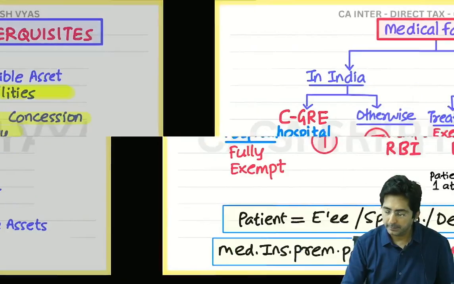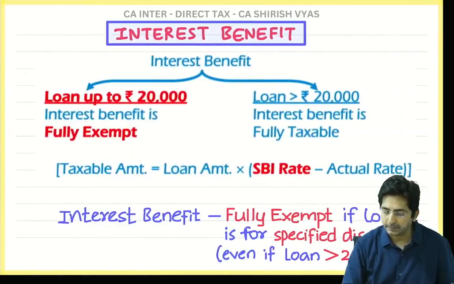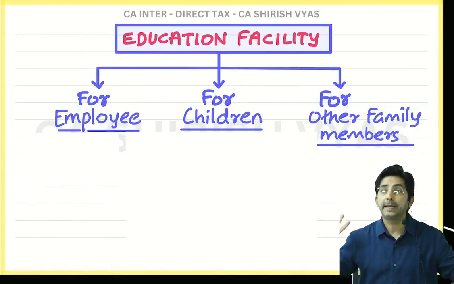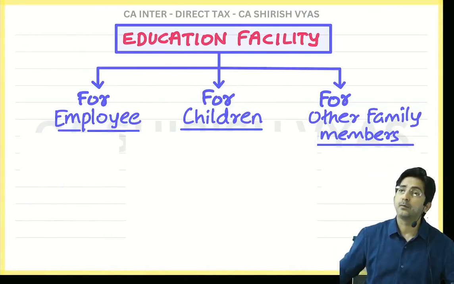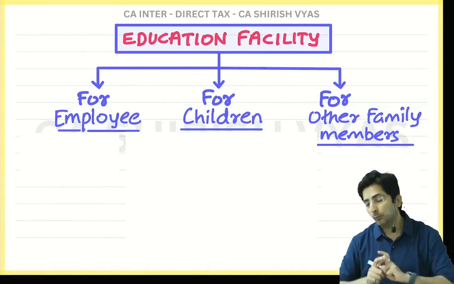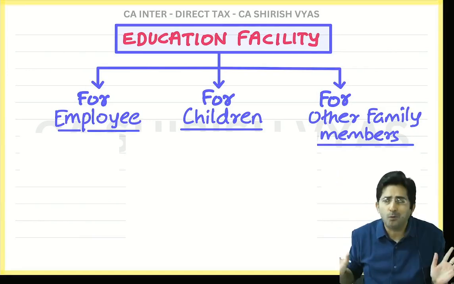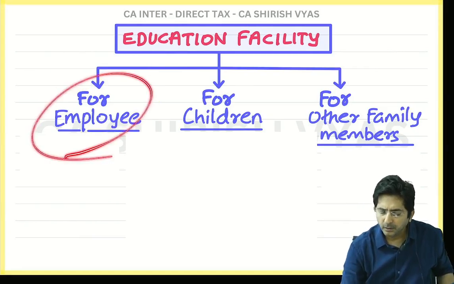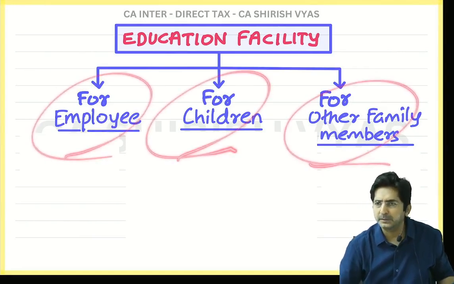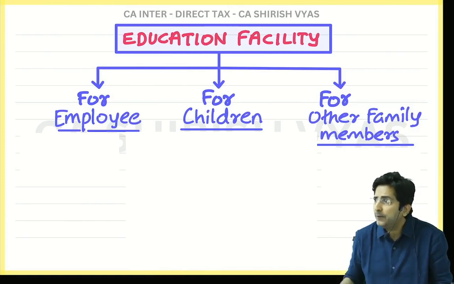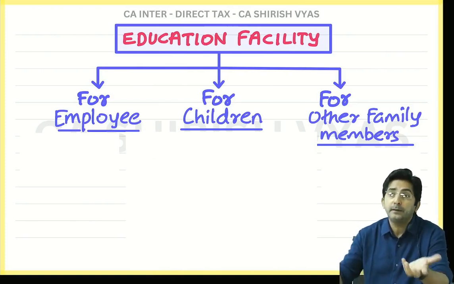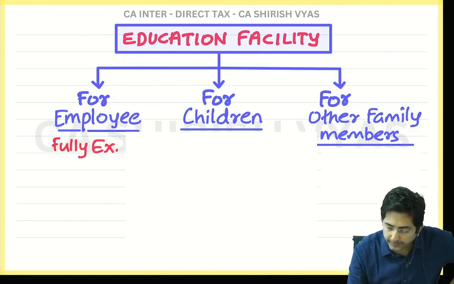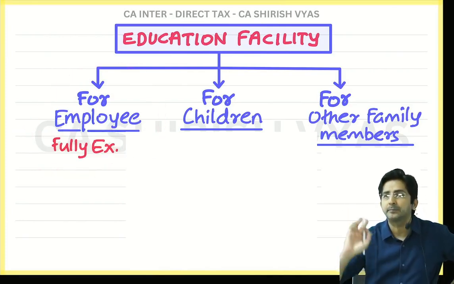So see, education facility is treated like this. Look here. If education is provided to the employee, then what? Children, then what? Family members, then what? One thing is for sure, you are enjoying. Whether the employee gets the education, or his children or other family members get free education, it's a benefit. And where there is a benefit, there can be tax. But if the employee is provided the education, fully exempt.